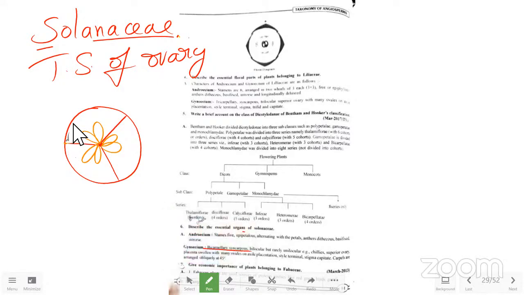Then it is having the inner wall. There is a lot of difference between the liliaceous ovary and this ovary. Okay. This is the swollen placenta.